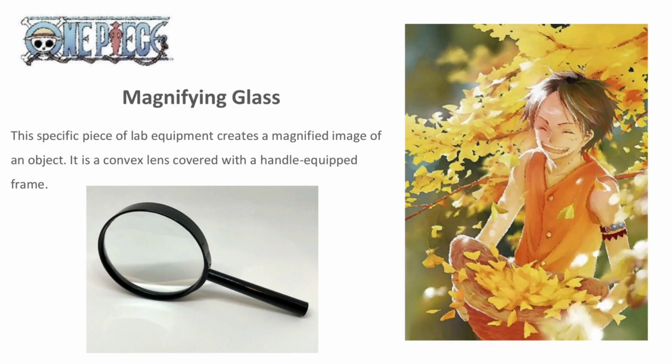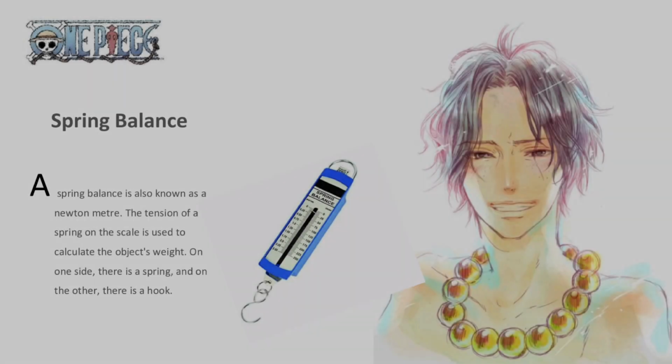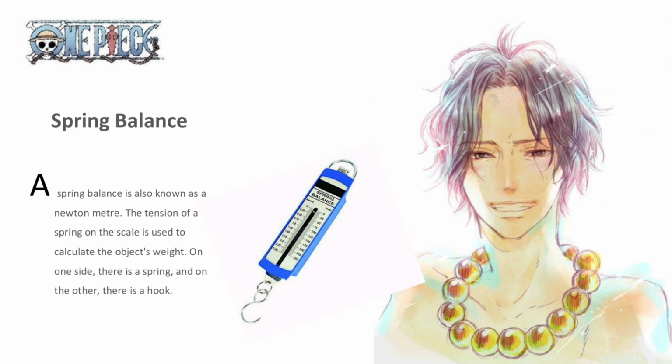Magnifying glass. This specific piece of lab equipment creates a magnified image of an object. It is a convex lens covered with a handle-equipped frame. Spring balance. A spring balance is also known as a Newton meter. The tension of a spring on the scale is used to calculate the object's weight. On one side, there is a spring, and on the other, there is a hook.